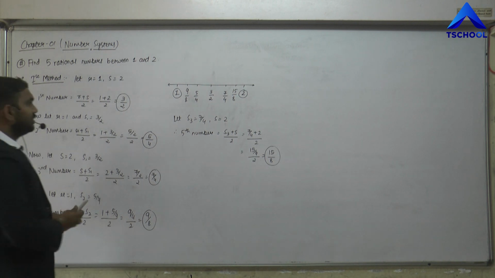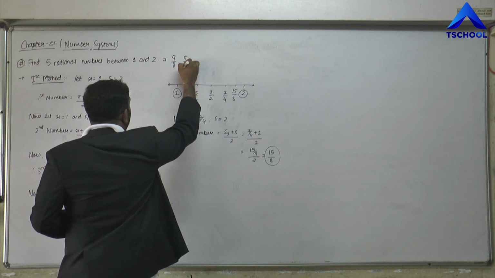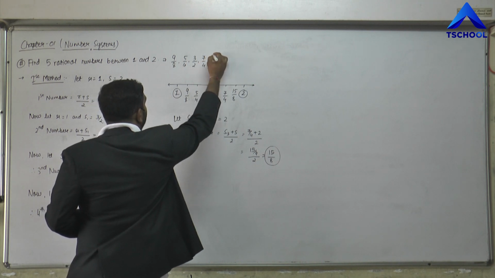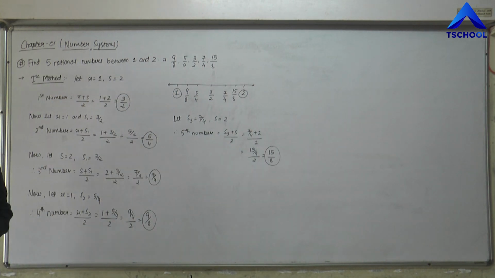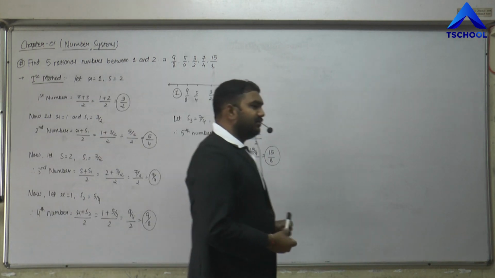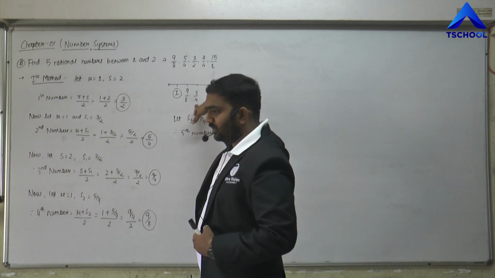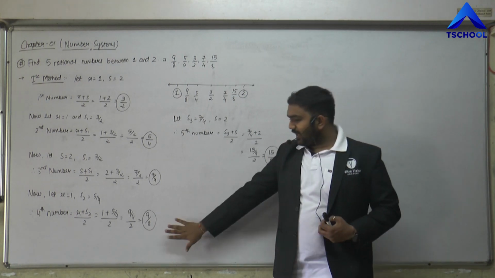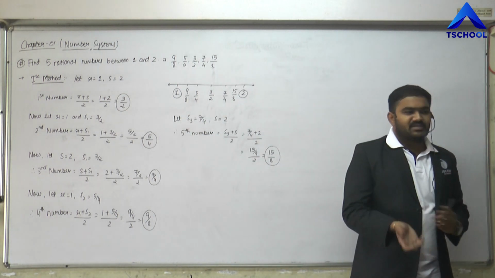and 2, and those numbers that we got here are 9/8, 5/4, 3/2, 7/4 and 15/8. Note that, friends, it is not necessary that you get the same numbers that I got here, right? Sometimes you might have taken the numbers that lie in between these and these. Suppose you have taken these two rational numbers, 5/4 and 3/2, then you might get another answer, right? I have taken 1 and 5/4. If you take 5/4 and 3/2, then you might get another answer also.